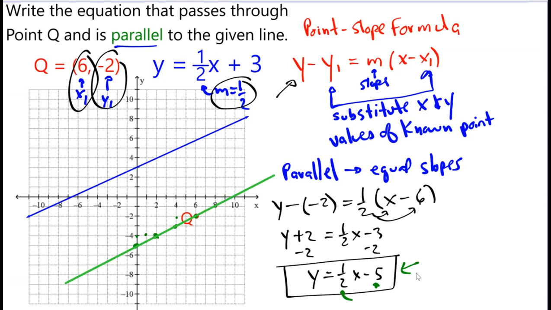And this is to illustrate the parallel postulate, that once you have a line and a point not on the line, there's exactly one parallel line that will pass through that point.